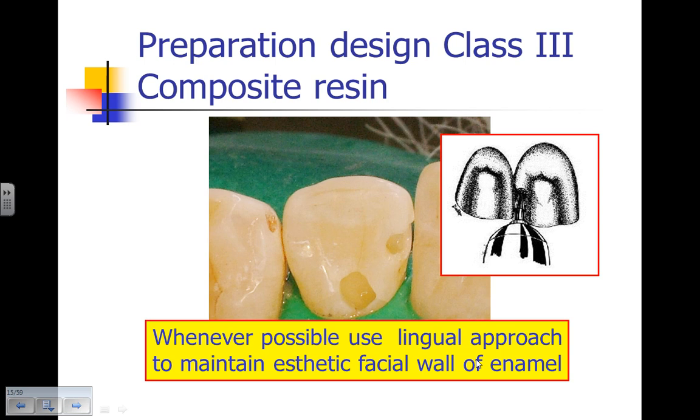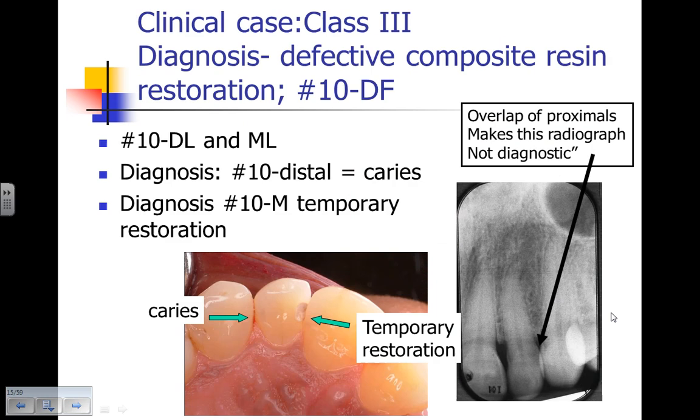And so whenever possible, we use that lingual approach for the Class III to maintain that facial wall for aesthetics. Although if the caries is towards the facial and we need to compromise the facial in order to remove the caries, then we take a facial approach. Let's take a look at a clinical case.